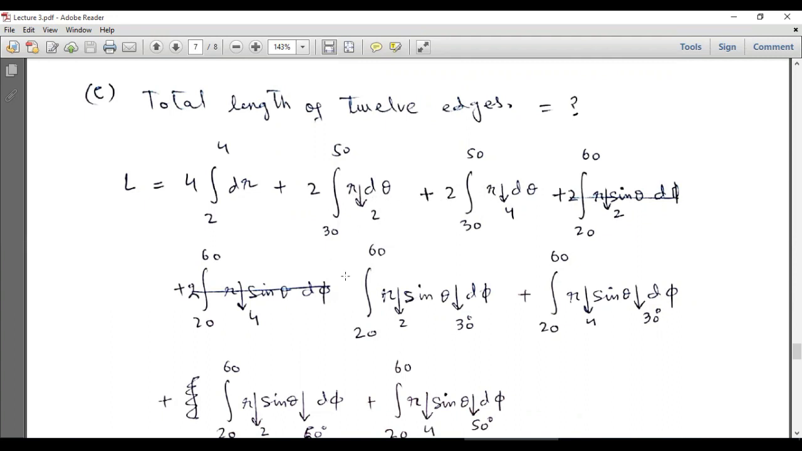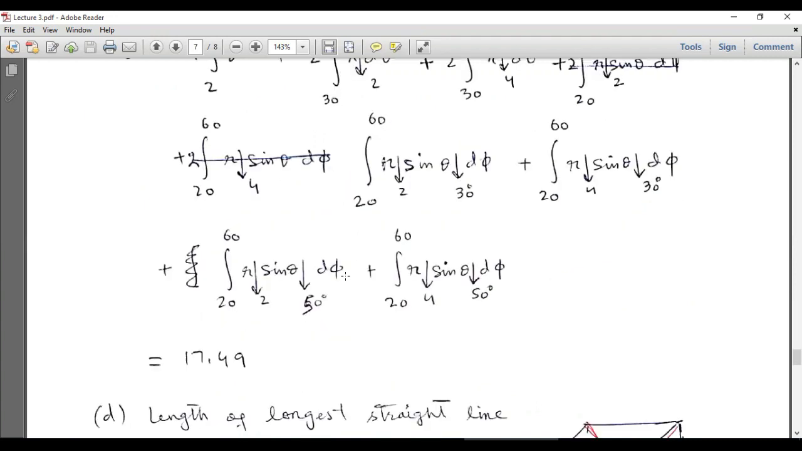And along the phi axis, we have two constant values, right? r and theta. So r will be equal to 2 and theta is equal to 30 degrees. This is the first edge. r equal to 4 and theta equal to 30 degrees. This is the second edge. r equal to 2 and theta equal to 50 degrees. This is the third edge. And r equal to 4, theta equal to 50 degrees. This is the fourth edge.